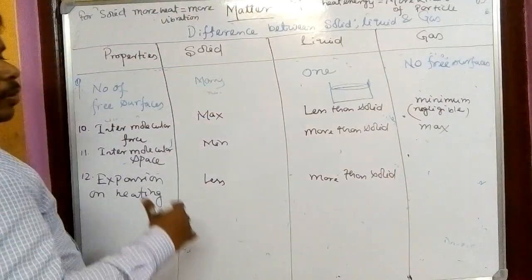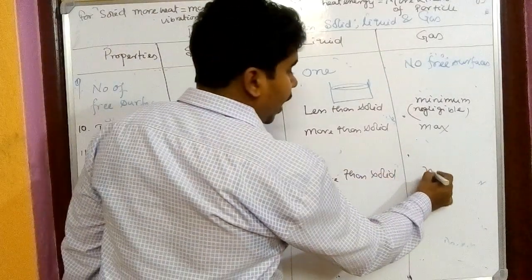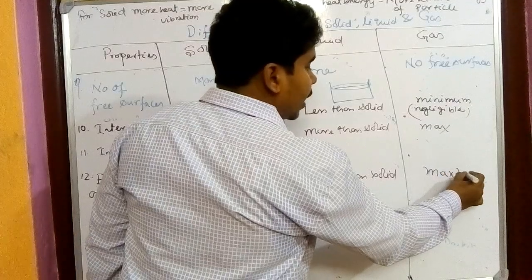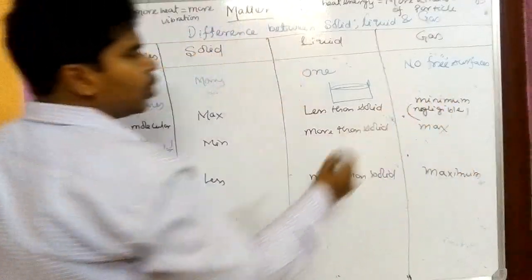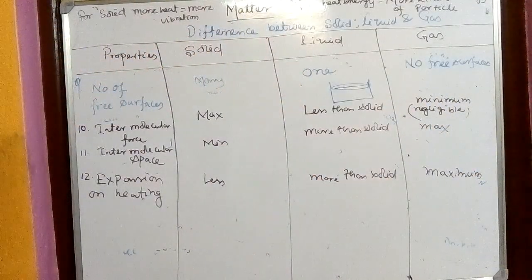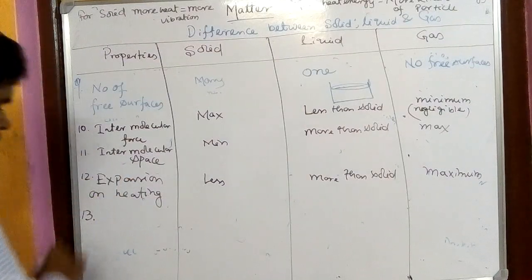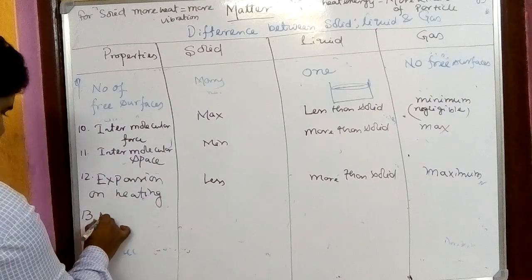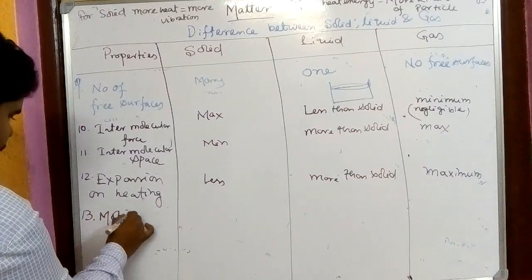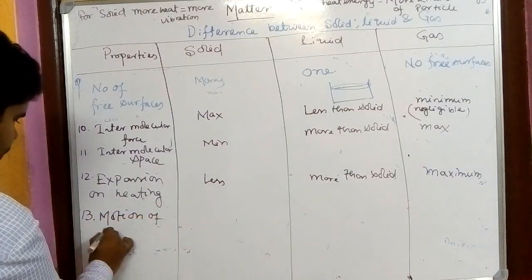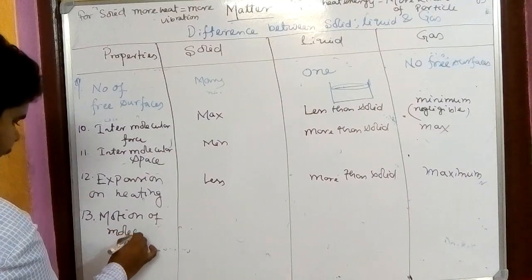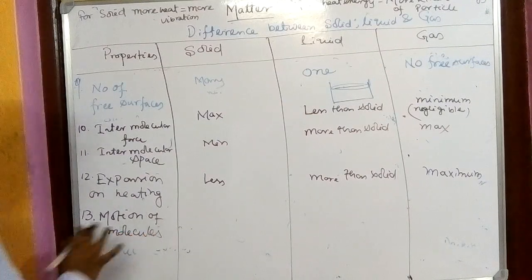And if I am talking about gas, it is maximum. For gas, there is no intermolecular force or negligible intermolecular force, and that's why it can expand more. Clear? Coming to the next part, part 13, motion of molecules. That is also explained in this part.